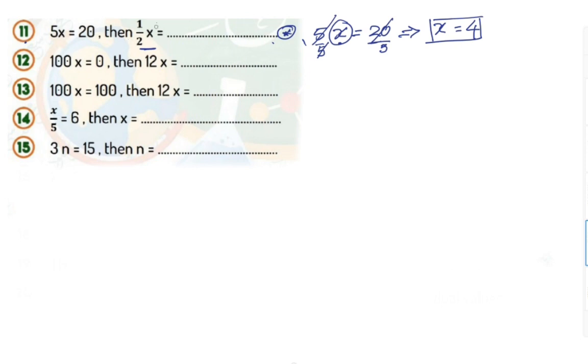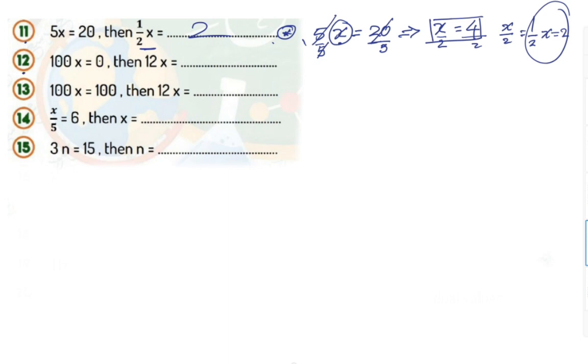But you need half x. So I can divide by 2 here and divide by 2 here. If you divide both sides by 2, you have x over 2. x over 2 equals half x. It's the same. And that equals 4 over 2. 4 divided by 2 equals 2. So half x equals what? Equals just 2.